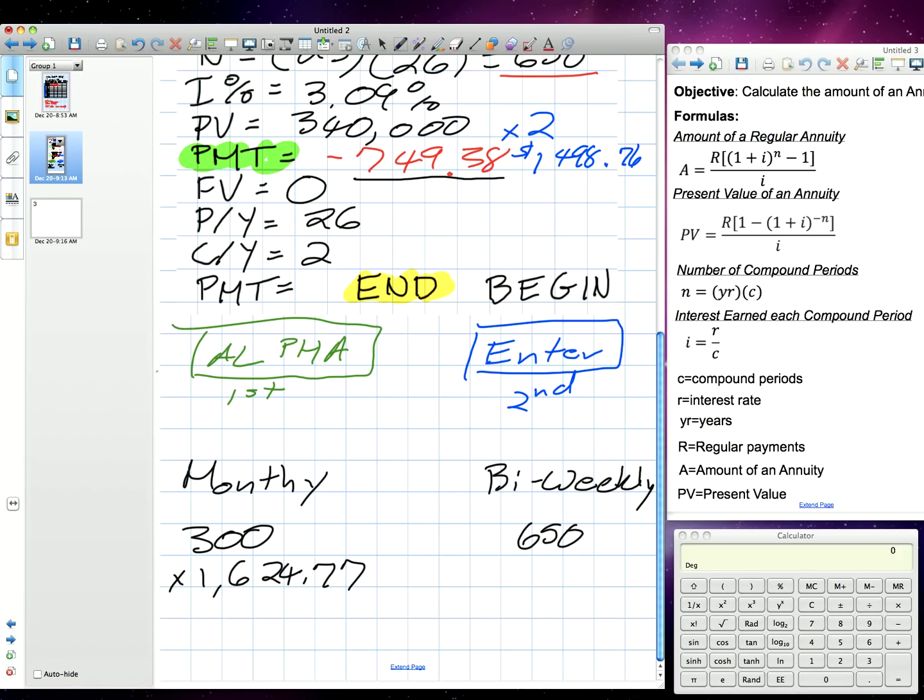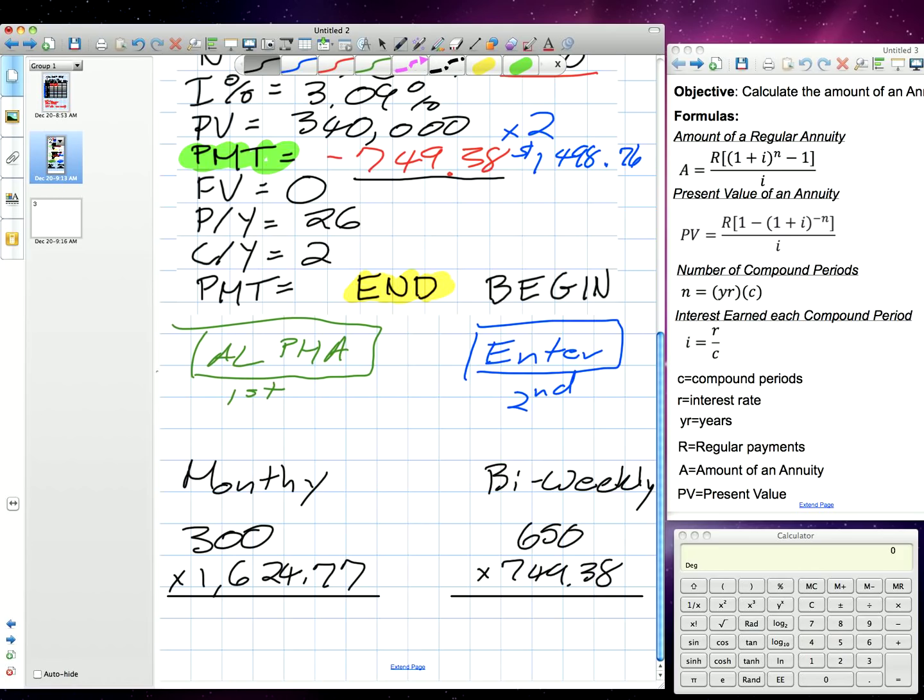Now this 650 was at this amount. It wasn't at our monthly amount. That's why we're making so many more payments, because we're doing it twice a month. Okay? So that means now we are paying $749.38. This will tell us exactly how much money we spent over this entire mortgage.